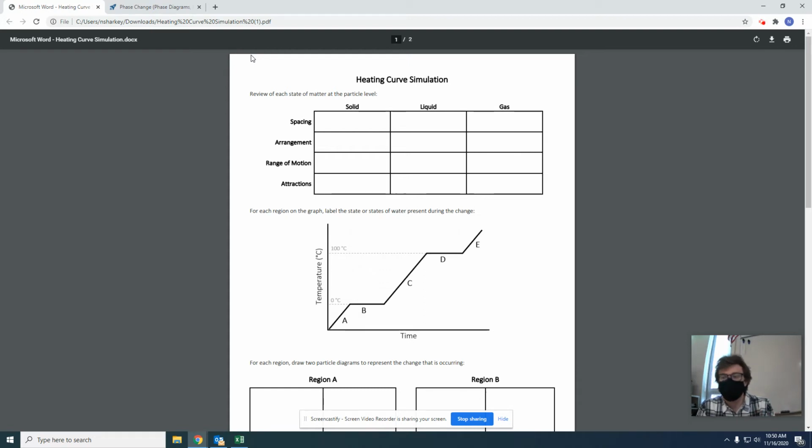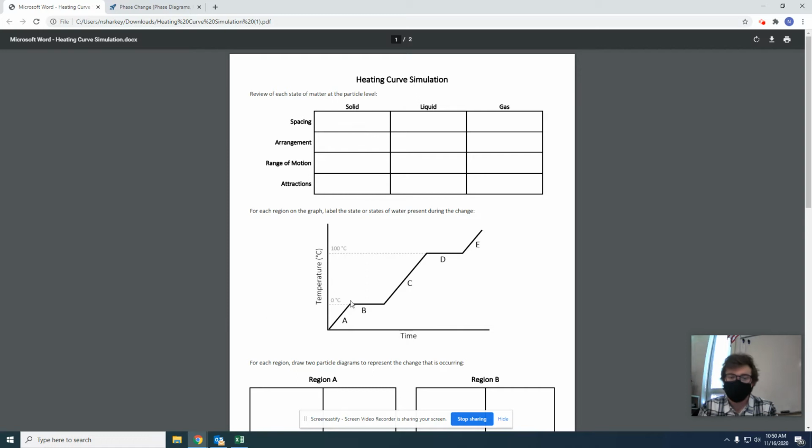Today I'm going to walk you through what exactly we want you to do for this heating curve simulation. In some classes we ran out of time, in some classes we got to this, so if this is review, that's okay. We just wanted to walk you through the first step and what exactly we want as we work through this simulation.